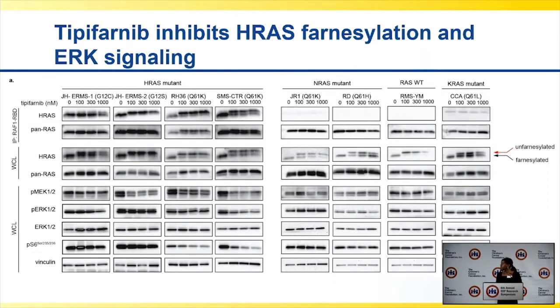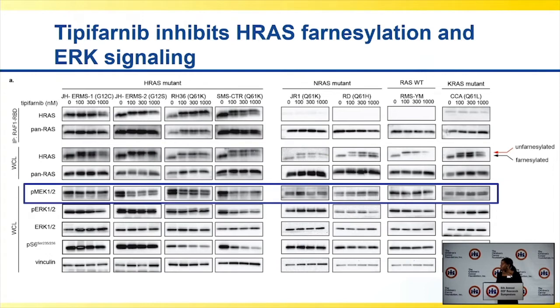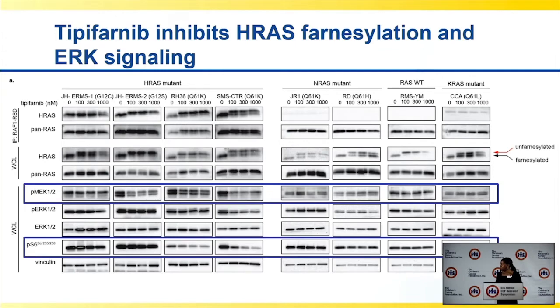We looked not only at HRAS mutant cell lines, we compared this finding to cell lines with NRAS, KRAS, and RAS wild type. We hypothesized that this is an HRAS-specific effect. And indeed, we saw when we looked at phosphorylated MEK, we saw a reduction of this protein in response to Tipifarnib in our HRAS mutant cell lines compared to NRAS, KRAS, and wild type, along with phosphorylated S6.